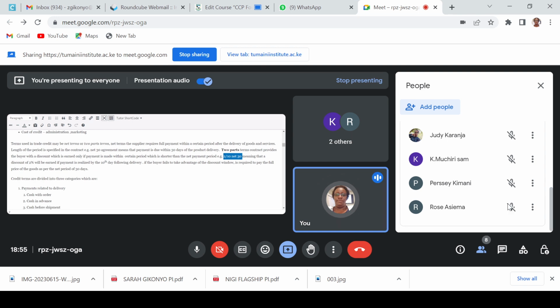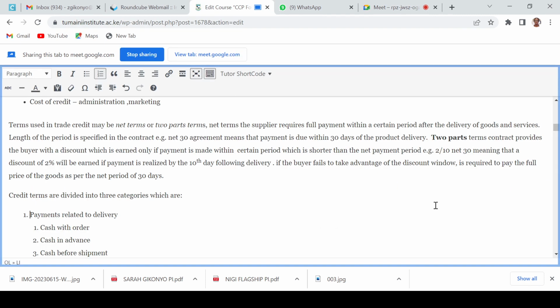Sasa ile siku utaingia exam room, umeona umewekewa 3/20/60 or net 60 or net 90, usiseme hii mwalimu wa kufundisha. We can coin it around. Tunaweza hata weka 3/20/90 net 90. So unaweza sema 3% 20 days or net 90, net 60. So yote inafanana. So haitakuja eti imeandikwa vile teacher ameandika hapa.